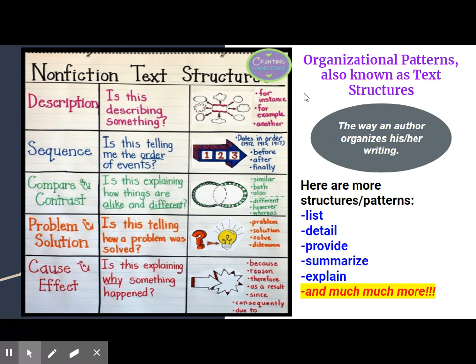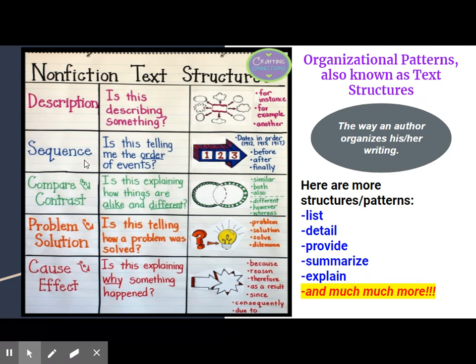The author may choose to present the information in sequential order. Think of biographies, think of passages that talk about the life of someone, or maybe it's a battle or a war that you're learning in history class, and it's giving you the information from the beginning to the end in order. That would fall under sequence or sequential.